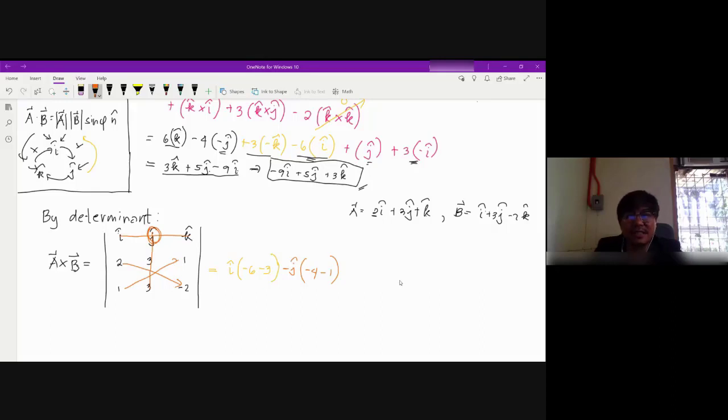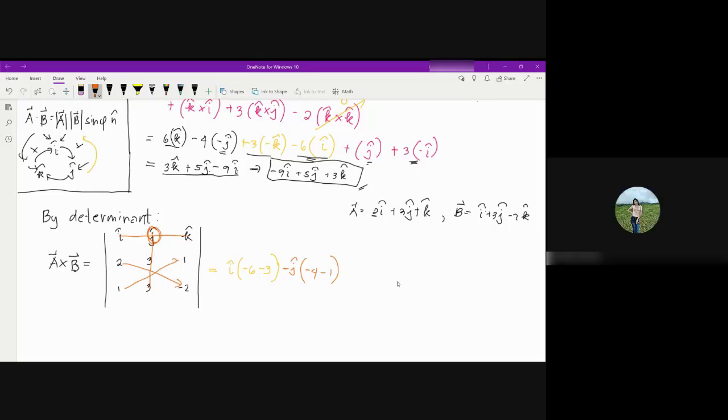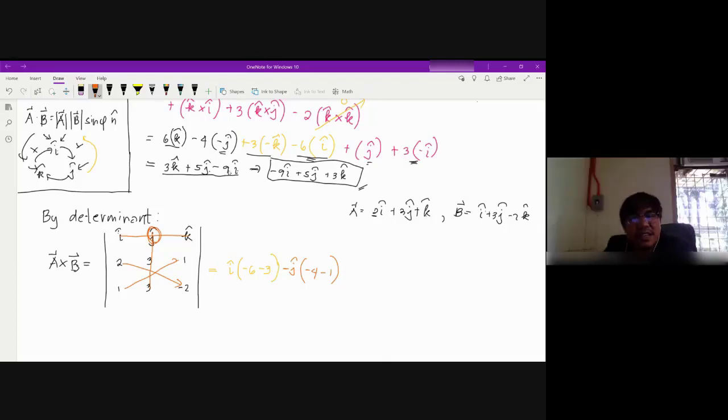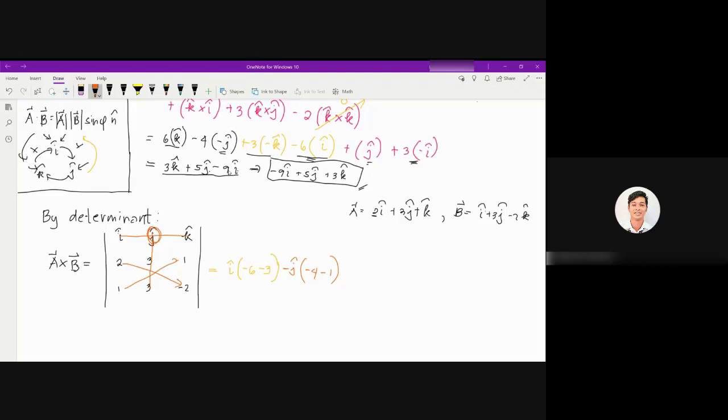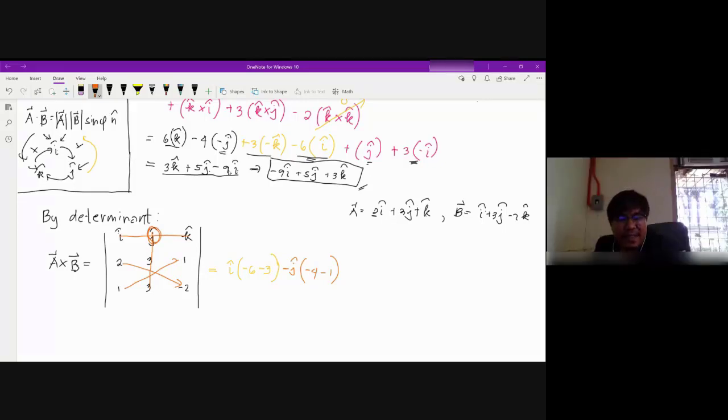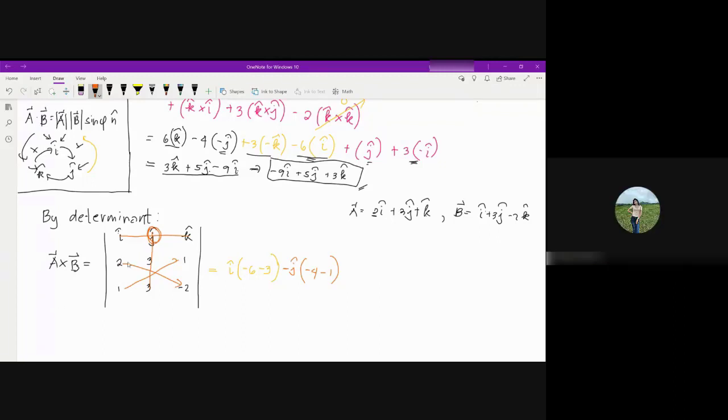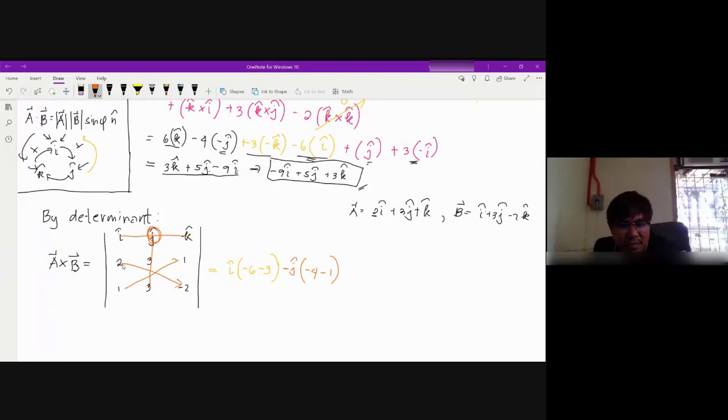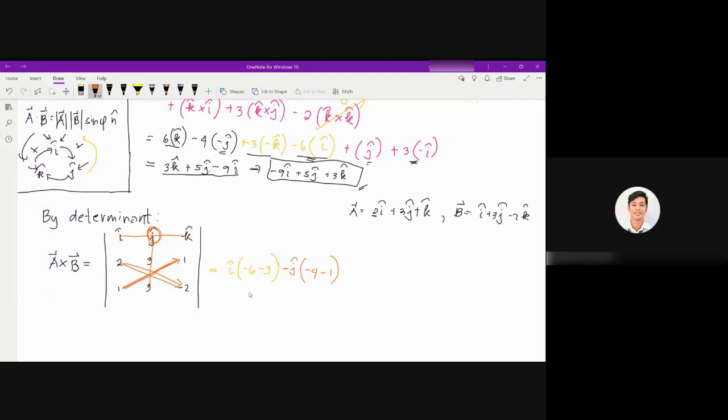Got it? Yes, sir. Okay, so we're done. Always, the sign after the subtraction is negative, for example negative 4, sir. Always that one, the sign. This one is the product of this minus this. So it is always minus. Okay, sir. Thank you. Okay.